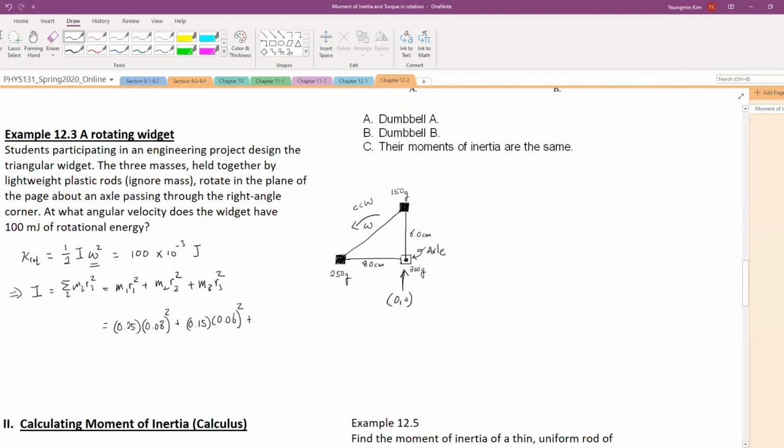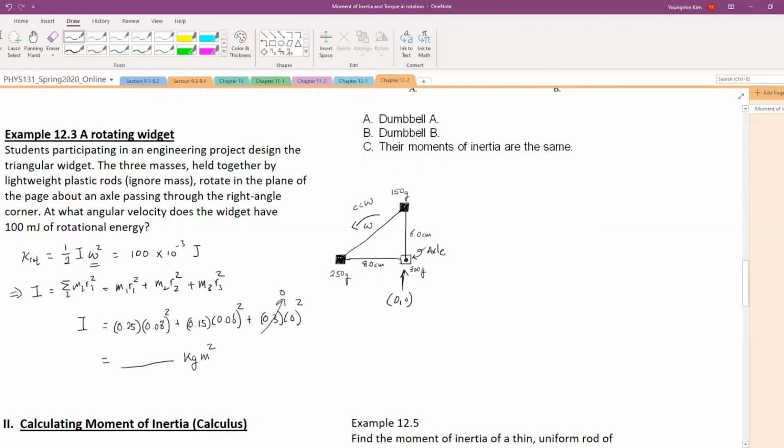Third object is the object at the axle point, and we don't actually need to write it, but let me just write it for clarity. It is 0.3, and the distance for this one is 0. So that essentially goes away. When you do the math here, you will have a number, and you notice that the unit of the moment of inertia is kilogram meter squared. You simply add this number. This goes away as 0, and that is the moment of inertia.